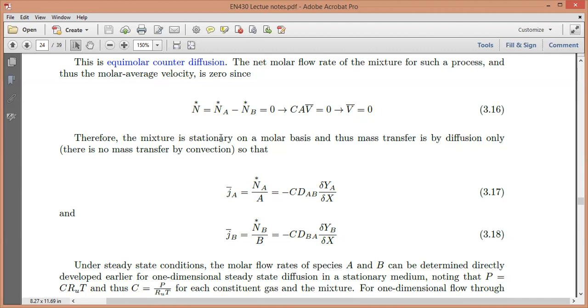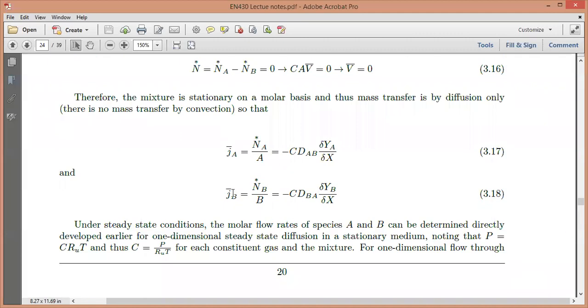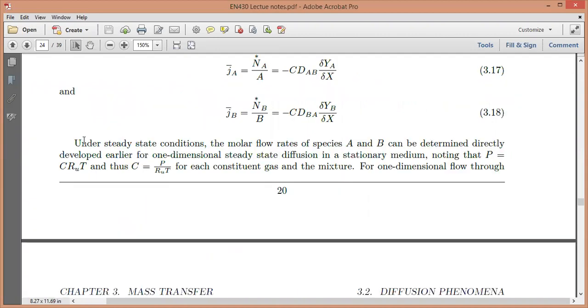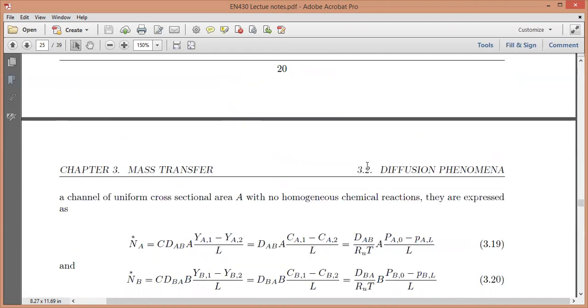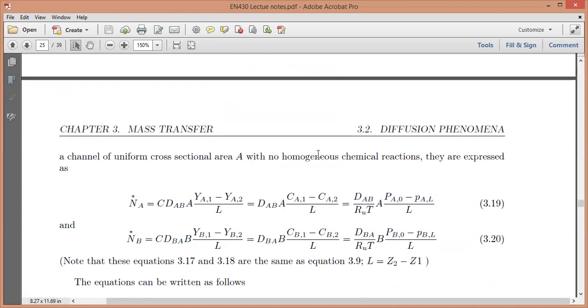So we continue. Therefore, the mixture is stationary on a molar basis, and thus mass transfer is by diffusion only. There is no mass transfer by convection. As a result of that condition, this is the formula that we come up with. Then, still under steady state conditions, the molar flow rates of species A and B can be determined directly from the expressions developed earlier for one-dimensional steady state diffusion in a stationary medium, noting that P is equal to CRT, which we've already looked at for each constituent gas and the mixture. For one-dimensional flow through a channel of uniform cross-sectional area A, with no homogeneous chemical reactions, they are expressed as these expressions.